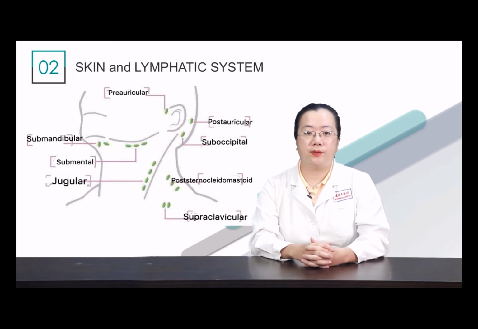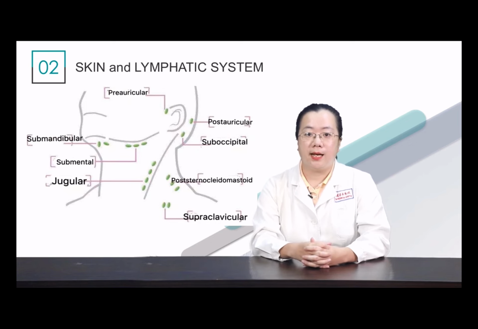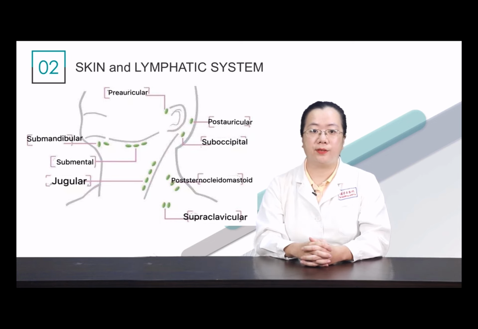Jugular, which is along the anterior border of the sternocleidomastoid. Posterior sternocleidomastoid, which is behind the posterior border of the upper half of the sternocleidomastoid. And the supraclavicular, which is behind the mid portion of the clavicle.